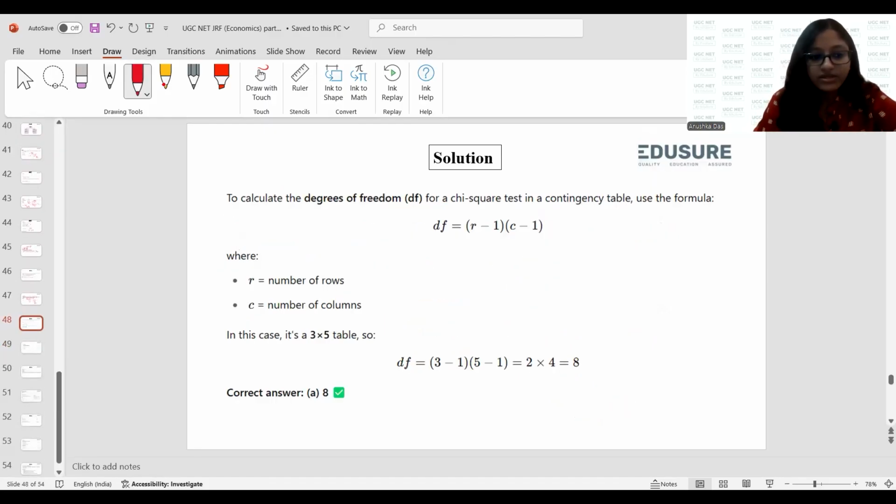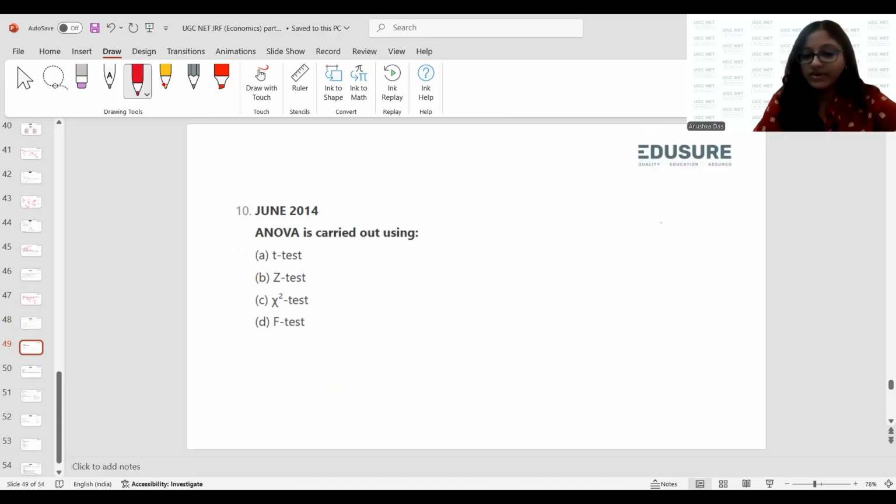And here is the solution. You can take a look at this solution. Answer is 8, option number 8.